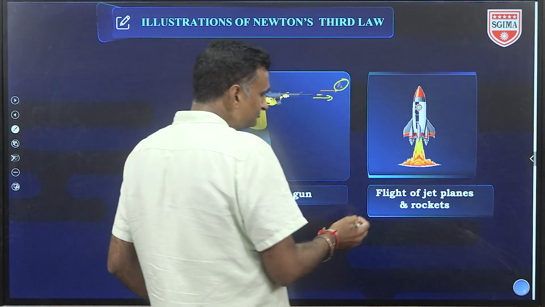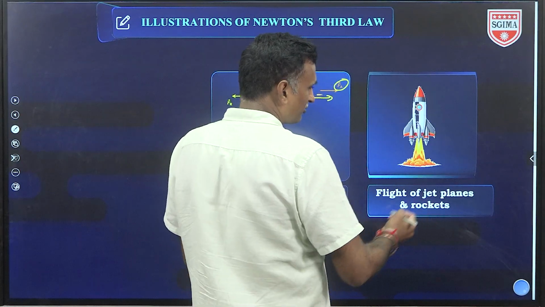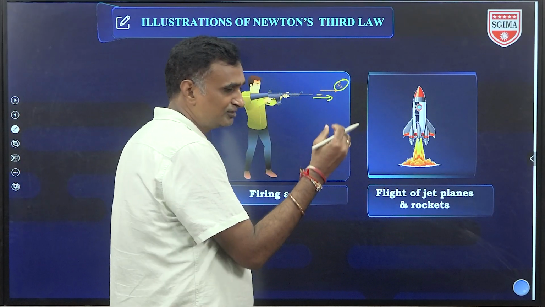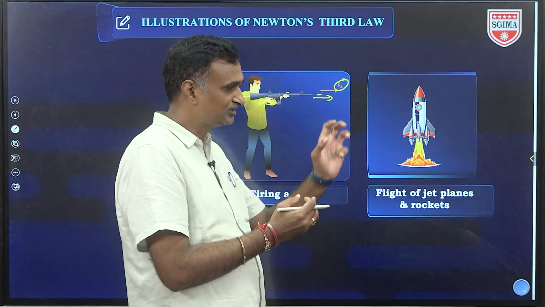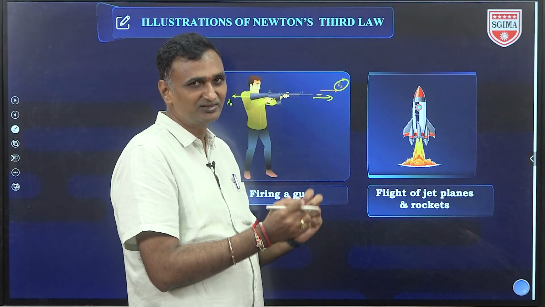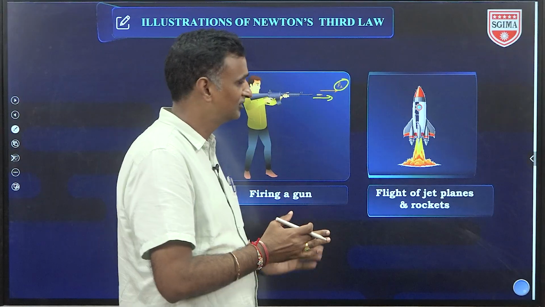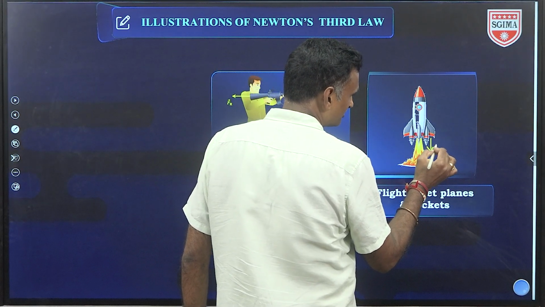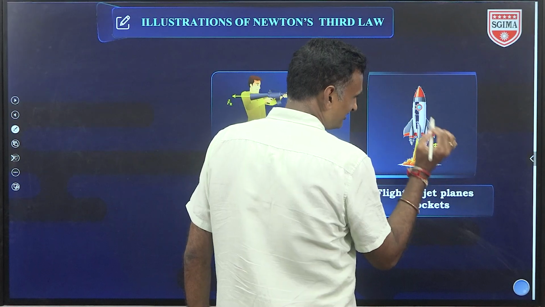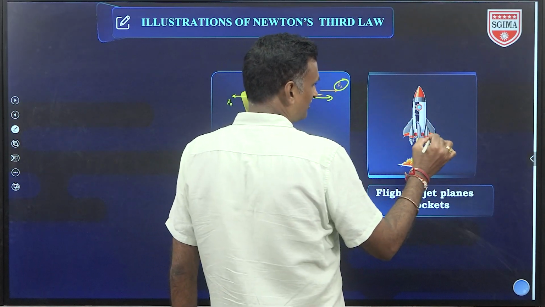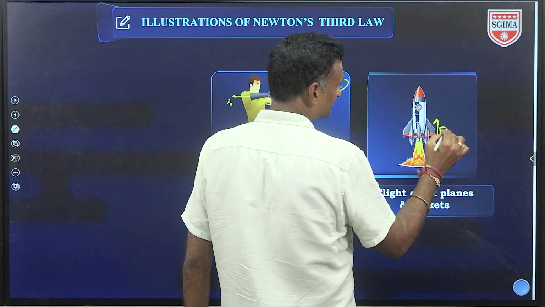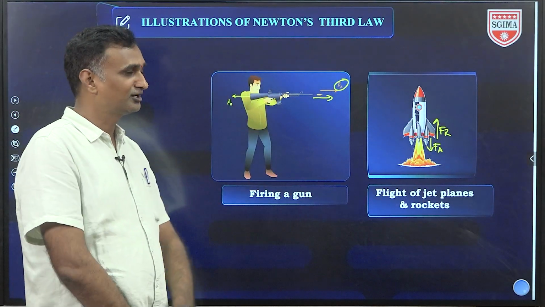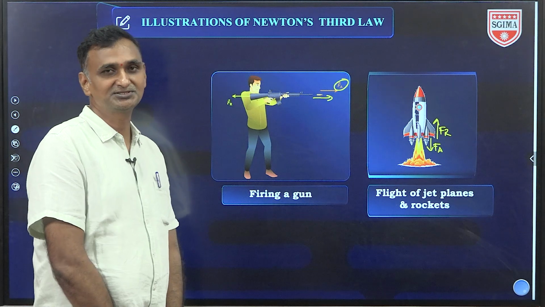Now, flight of jet planes and rockets. Here rockets are filled with fuel, and after burning, the burnt gases come out with a greater pressure. The burnt gases coming out with greater pressure is called action. Due to that, the rocket moves up, which is due to the reaction force. Here also we can apply action and reaction forces, right?